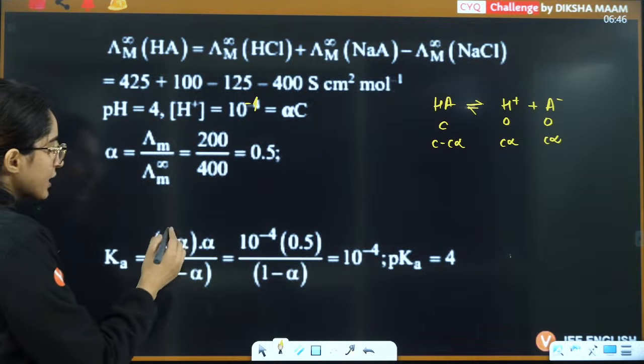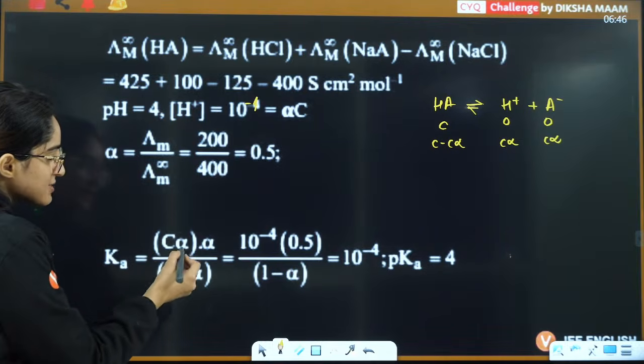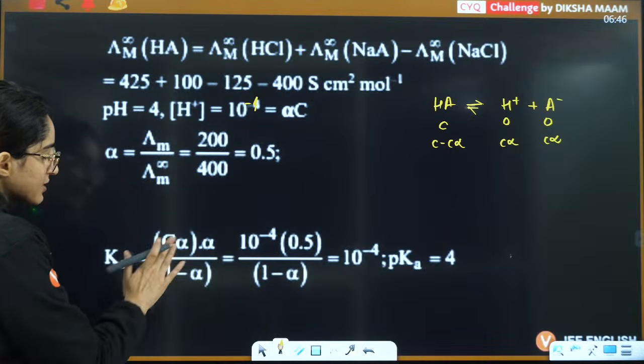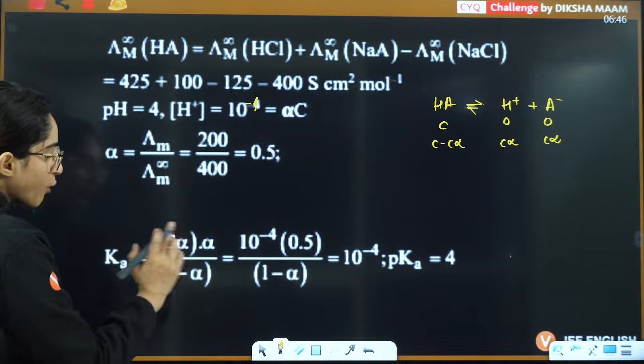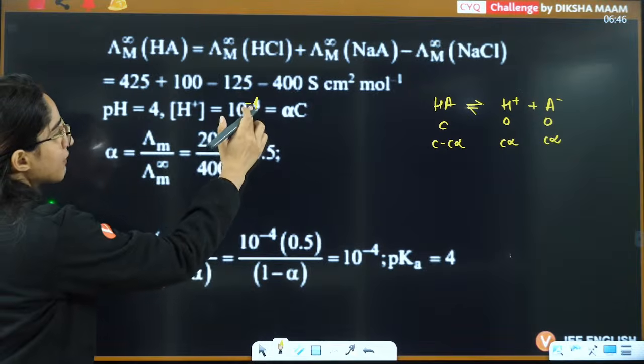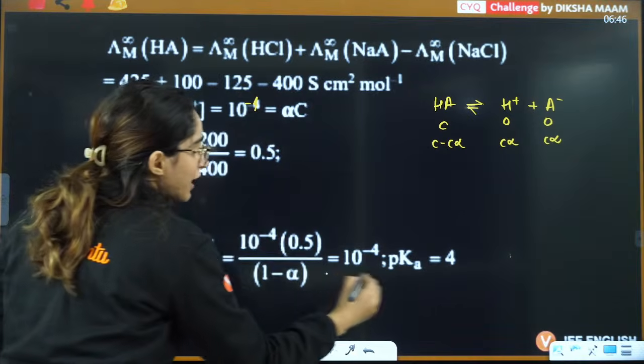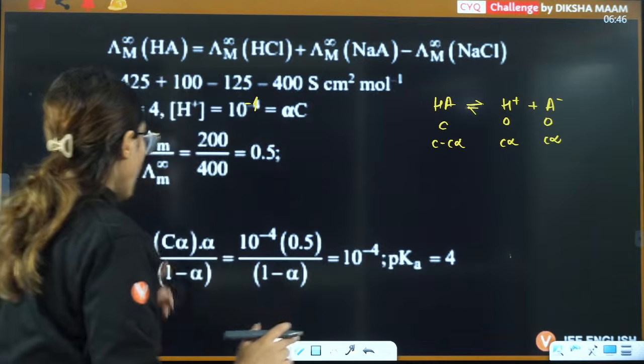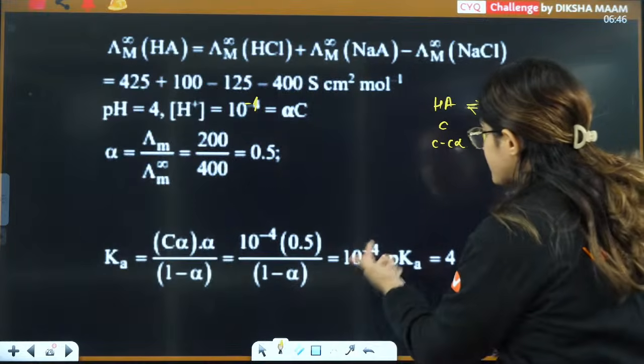Ka is nothing but C alpha square. You can write it as C alpha into alpha over 1 minus alpha. Alpha is 0.5, 0.5. C alpha is 10 raised to power minus 4. Put all the values here and you will get the value of Ka. Ka is 10 raised to power minus 4.